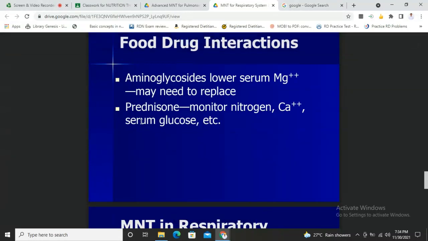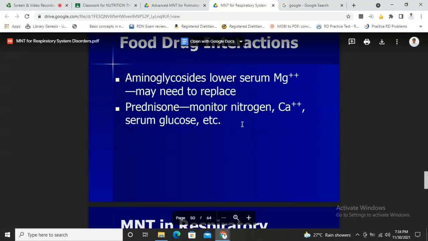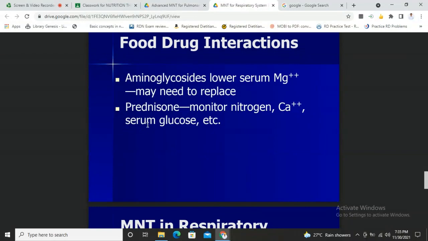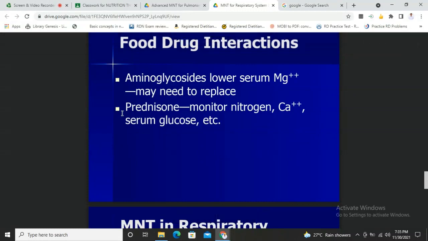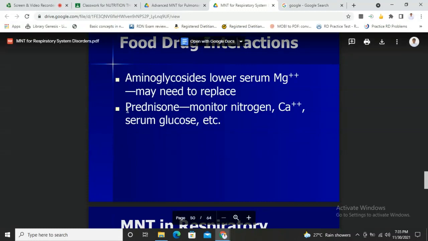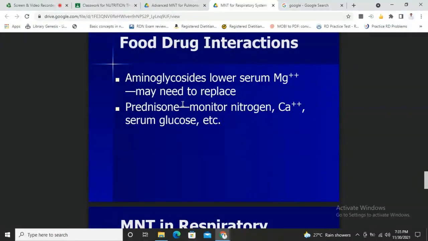The use of prednisone also increases serum glucose due to catabolism, di ba? Mo-increase man gud ang gluconeogenesis, mo-increase ang glycogenolysis, so that would lead to an increase in glucose levels in the blood. So natural na nga effect sa prednisone, kay gina-promote man niyang catabolism.